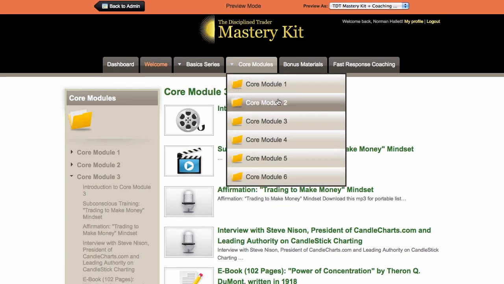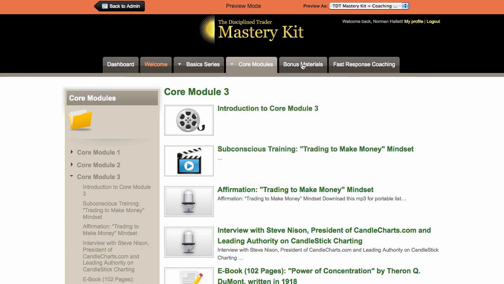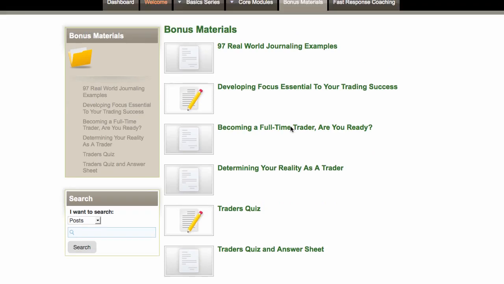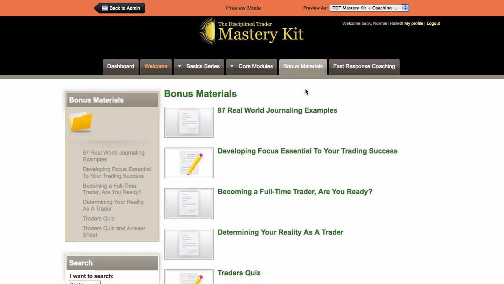So there's 6 different core modules, all covering a very important area of the mental and emotional part of trading, so that you can train your subconscious mind so that when you get the stimulus, you have the right response to be a professional winning trader. Bonus materials are something that we've included because we had a number of other assets that really didn't fit into particular categories. You've got 97 real-world journaling examples, developing focus, some of the things that we couldn't fit, and so we put it in this area.